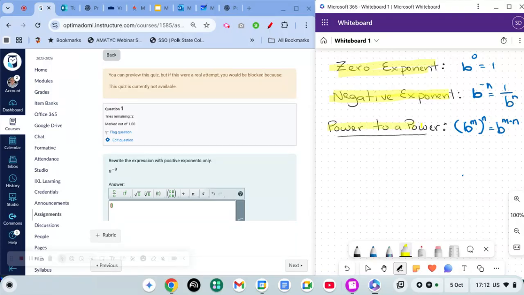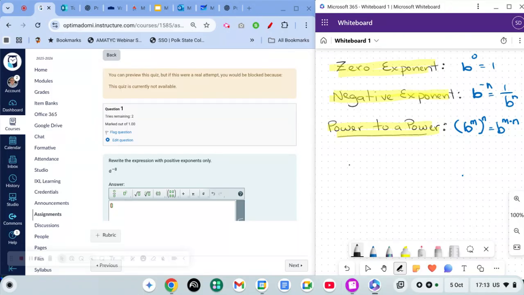And then we have the power to a power rule that says any base, again, except zero, raised to an exponent, and then all of that raised to another exponent, you keep the base and you multiply the exponent. And that's what we're going to do here in problem number one.